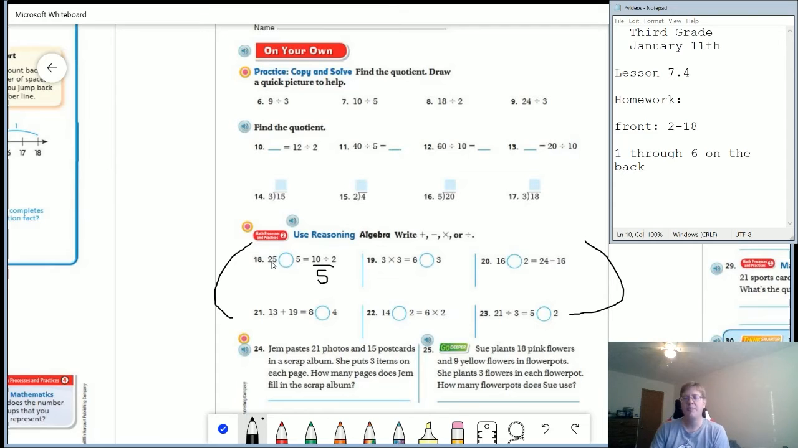So if I were to do subtraction, I would get 25 minus 5 equals 20, which is not going to get us all the way back to 5. So the only one that's going to work for that is going to be division.